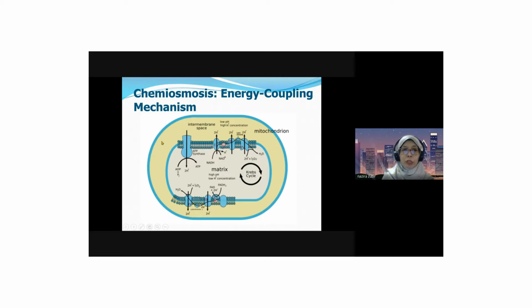Okay, take note, this chemiosmosis involves the 4 protein complexes. Protein complex number 1, number 2 here, 3 and 4. Only protein complexes number 1, 3 and 4 can pump the hydrogen ion or proton from the matrix to the intermembrane space. Okay, this is the intermembrane space. It's the outer membrane, inner membrane, and the space between them is the intermembrane space.